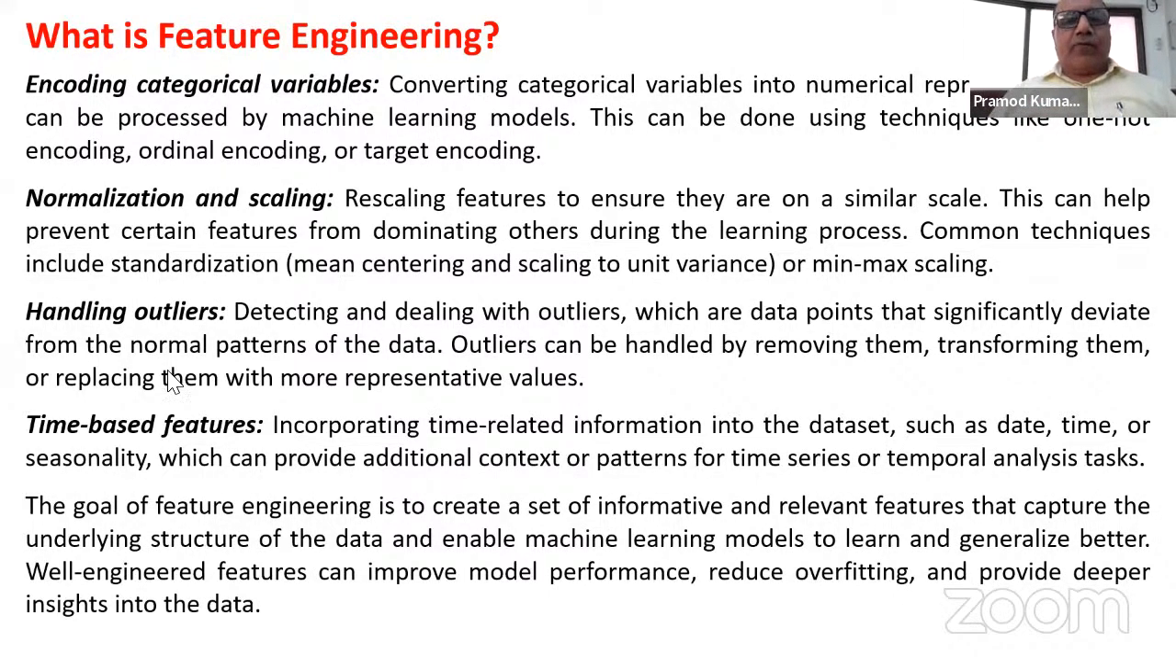Then handling the outliers. A lot of algorithms are very susceptible to outliers. The definition of an outlier is very simple. Most of the data you will find follows some pattern, and there may be very few data points which don't follow the pattern. Any particular data object which does not follow the pattern, we call an outlier.